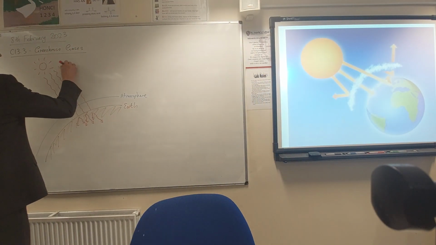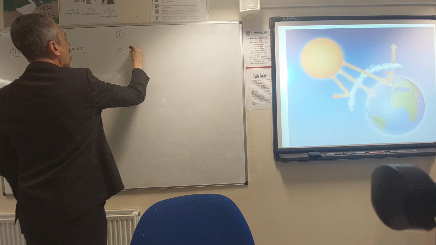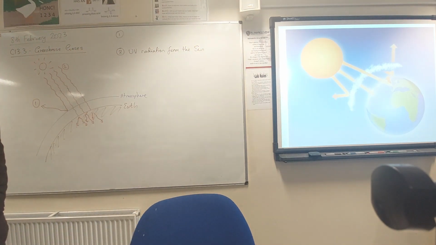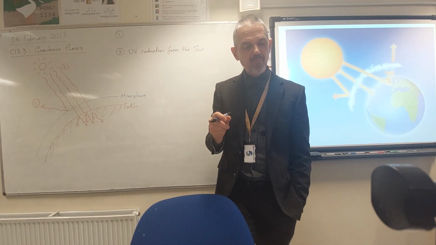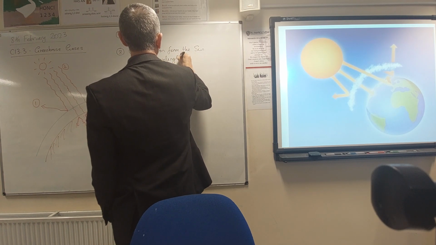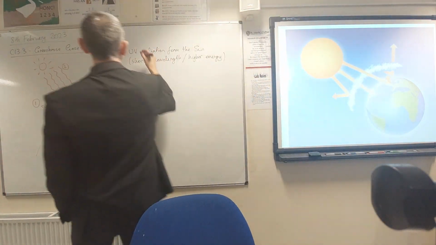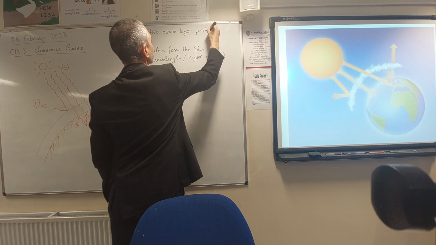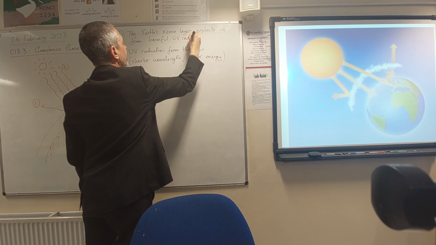So we've got high energy or ultraviolet radiation from the sun. And something to bear in mind about ultraviolet radiation, it's the higher energy end of the electromagnetic spectrum from visible light. That means it's shorter wavelength, higher energy or higher frequency radiation coming at us. And then we mentioned that the Earth's ozone layer protects us from the most harmful UV radiation.